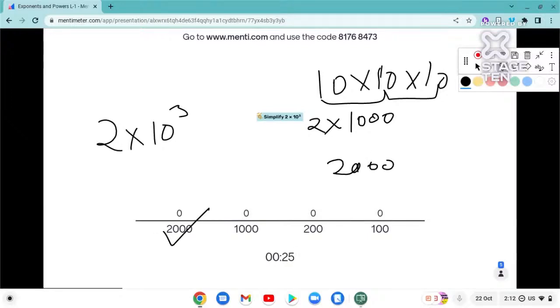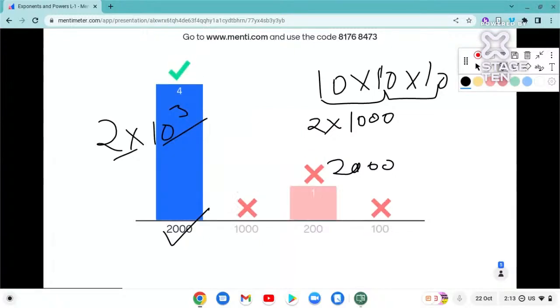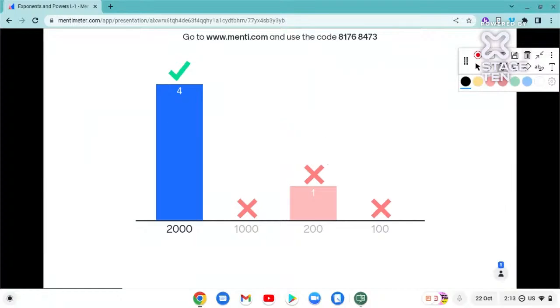5 people have already answered it. Others also do it first. So we found out what 10 cube is and multiplied it by 2. The answer is 2000. Everyone mark it quickly. 10 seconds remaining. Time's up. Let's see how many gave the right answer. 90% gave the right answer, that is 2000.